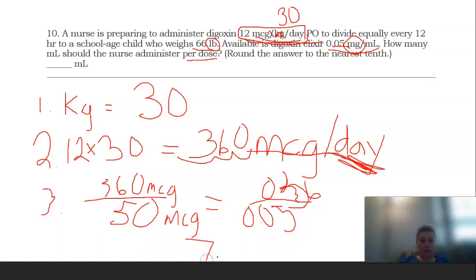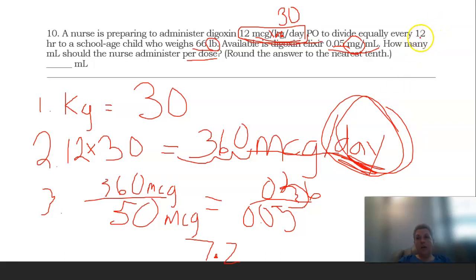7.2, right? When I get my answer, I need to remember that this was a per day dose. And they're asking me per dose. Okay? So I come back up here and say, okay, now I need to take care of this per day. So I'm going in every 12 hours. How many every 12 hours are there in 24? Then I need to divide that right then and there into 2. And that would give me my 3.6.